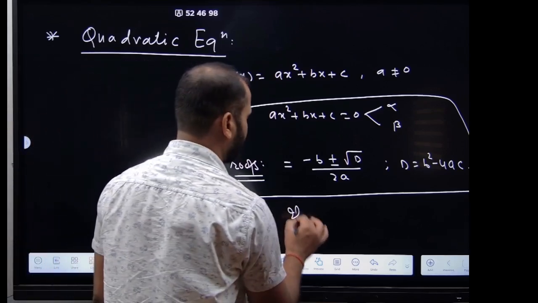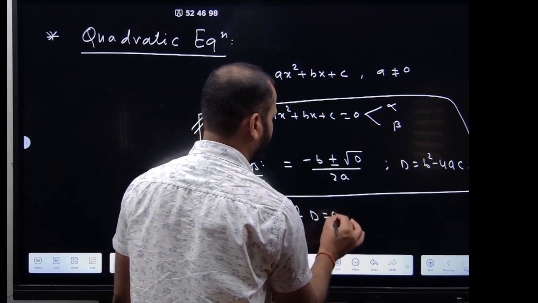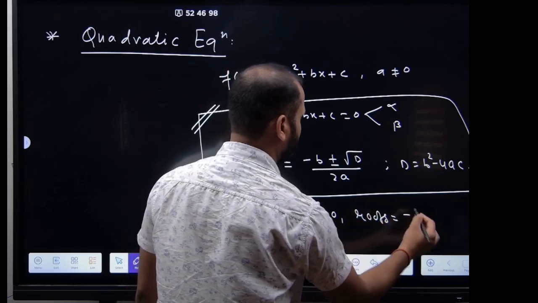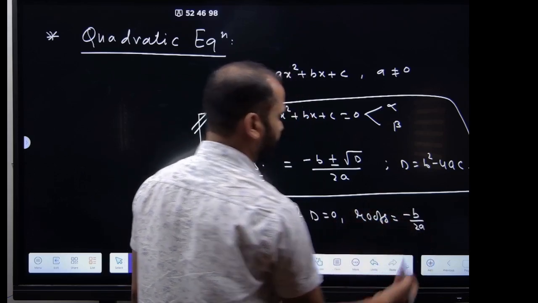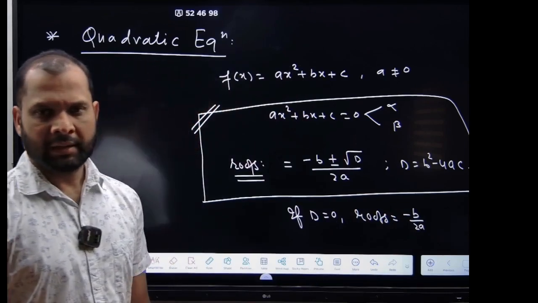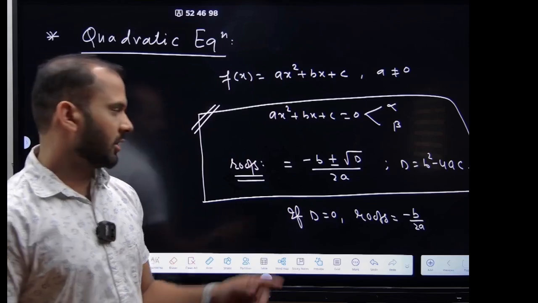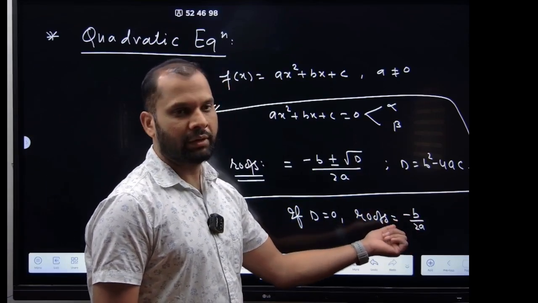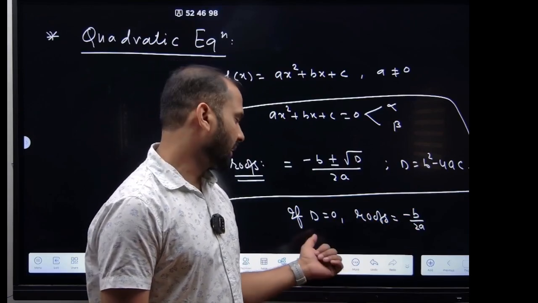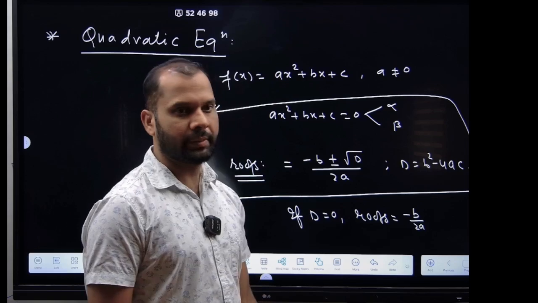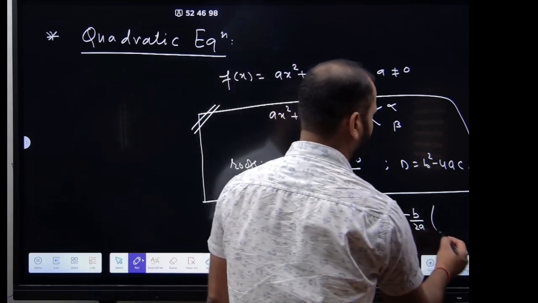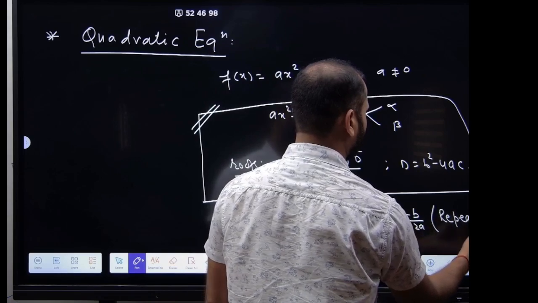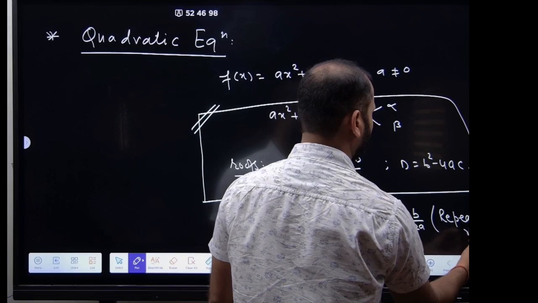Now, if D is equal to 0, then what will be the roots? D equal to 0 means minus b by 2a. Both the roots will be the same, because plus and minus 0 means 0 only. So, minus b by 2a. We call it repeated roots. Whenever D is equal to 0, roots will be repeated. So, write down here, repeated roots.